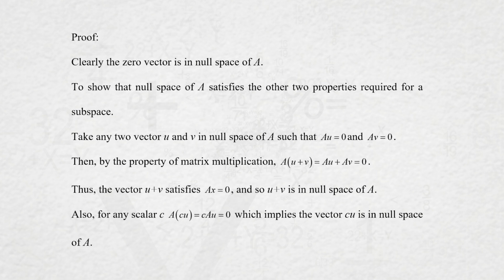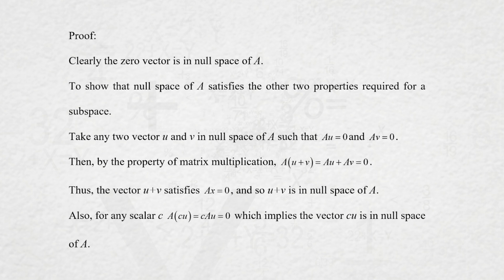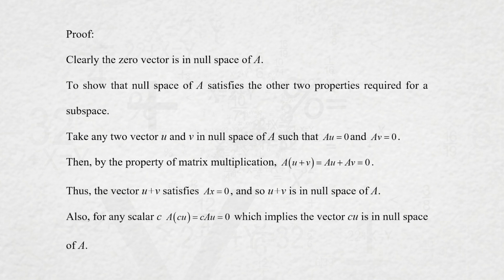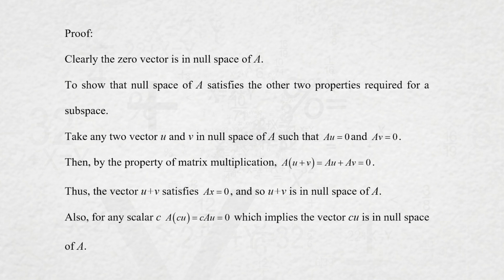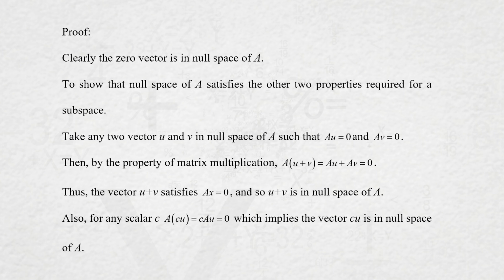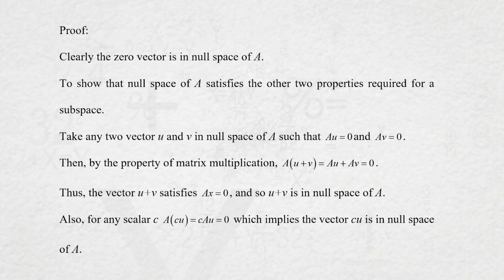Also, for any scalar c, A multiplied by cu can be written as c multiplied by Au and the value of Au is 0, that gives me A multiplied by cu is also 0. That again implies the vector cu is in the null space of A. Therefore, the null space of an m by n matrix A forms a subspace of R^n.